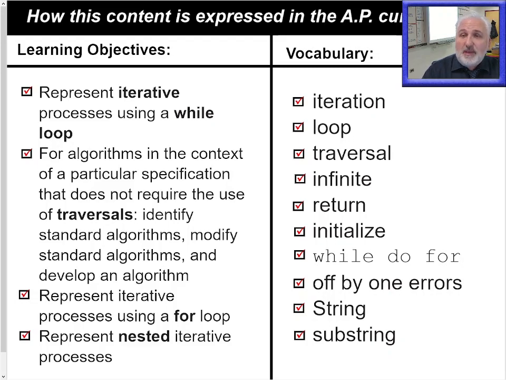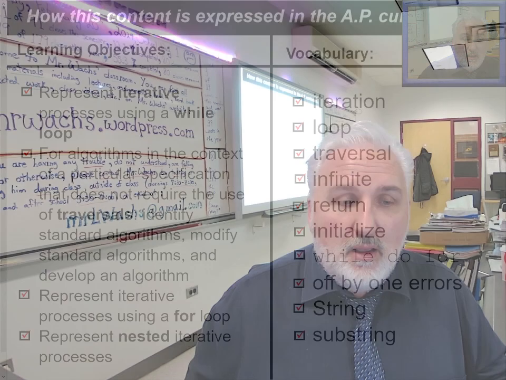And the vocabulary you want to be comfortable with: the words iteration, loop, traversal, infinite, return, initialize, while, do, and for, the off-by-one error, the string, and the substring as part of what came up in the content of this unit. Well, that represents my quick review of this section of the AP curriculum on iteration.